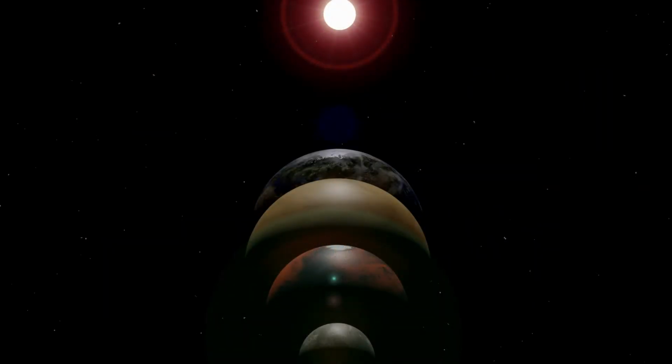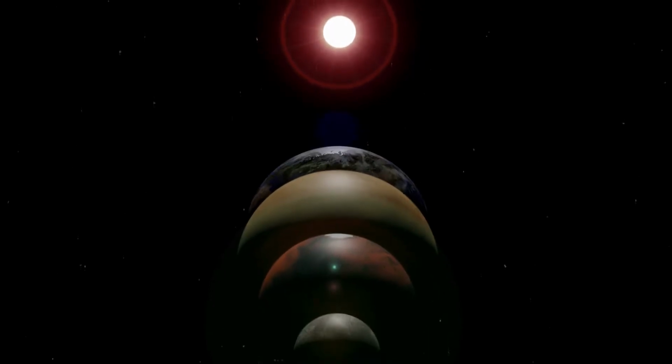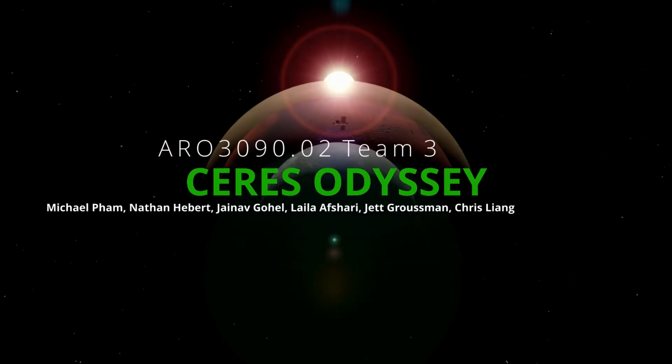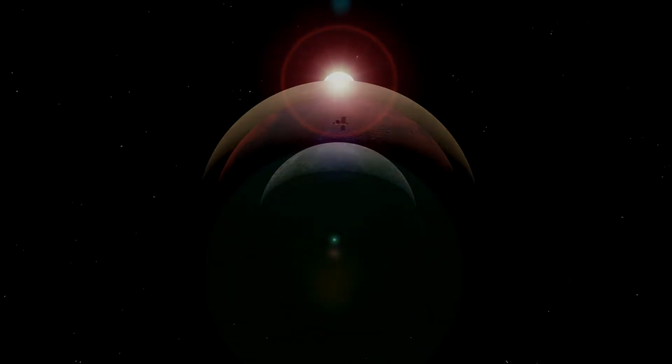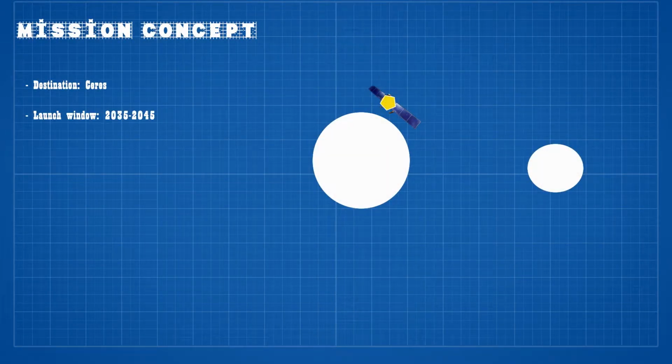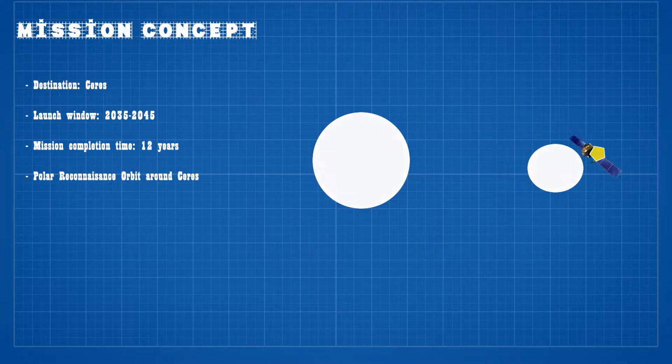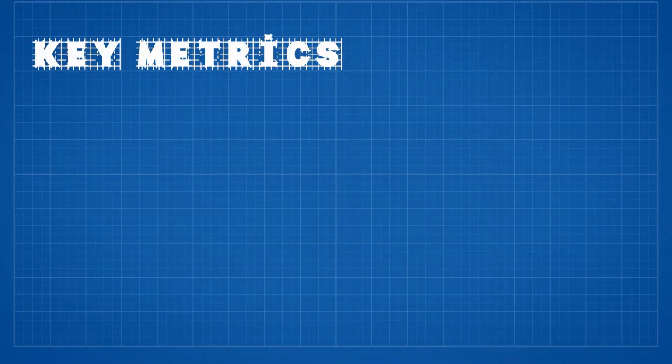Today, we're designing a trajectory for the next major step in interplanetary sample return, in Interplanet's Odyssey, Destination Ceres. The mission concept is simple on the surface. A spacecraft must be launched from Earth between 2035 and 2045. From there, it has 12 years to journey to Ceres, enter a polar reconnaissance orbit, collect a sample, and then return safely to Earth.